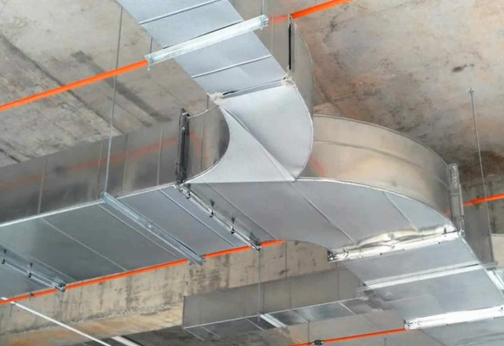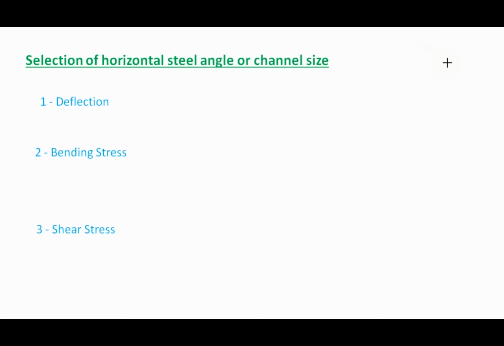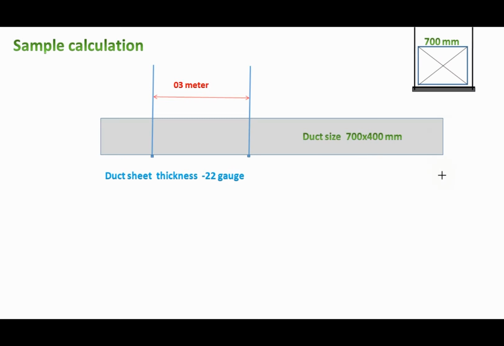In this video, we will do sample calculation to select the duct support. First, we will select the angle or channel size for duct support. For it, we will make calculation for deflection, bending stress and for shear stress. We will do a sample calculation for selection of steel angle for the duct support.